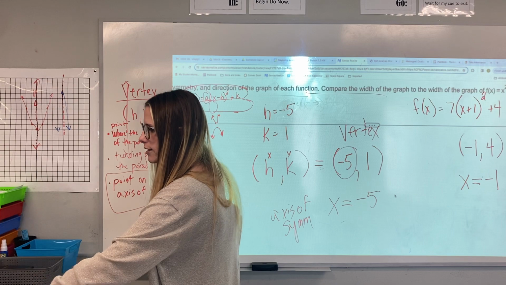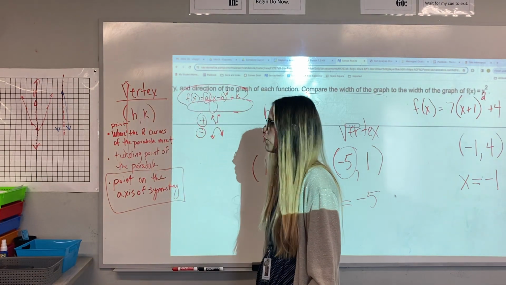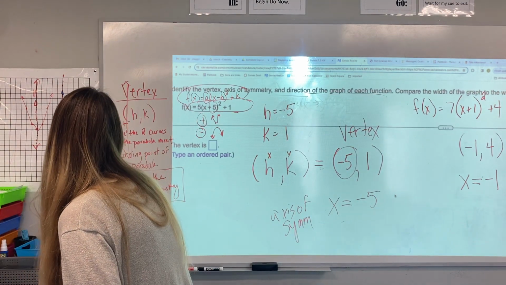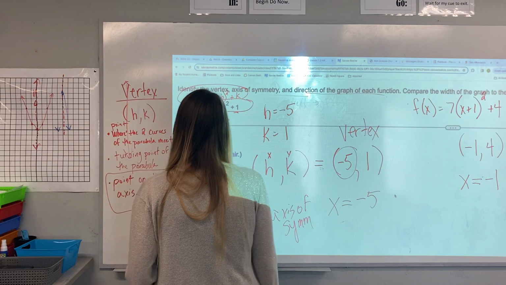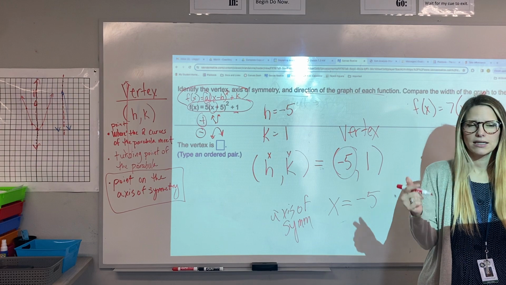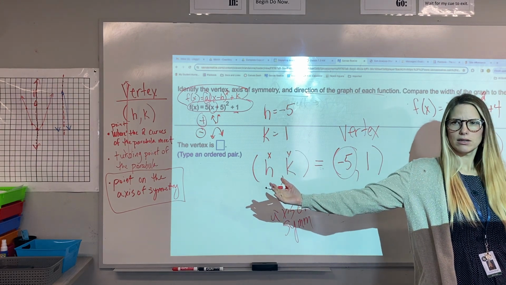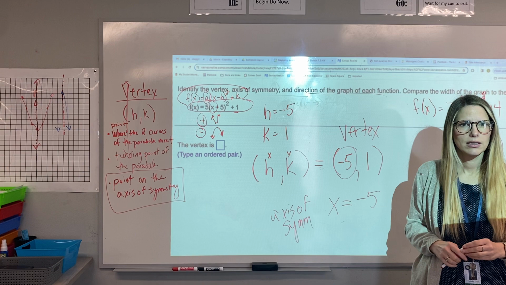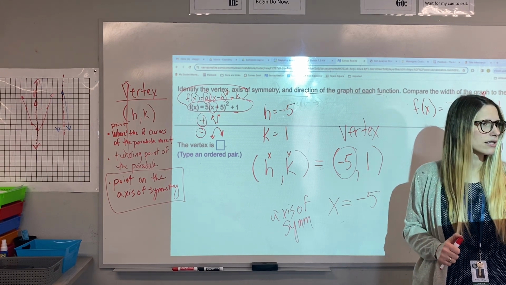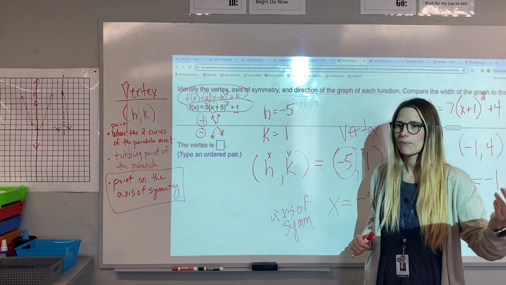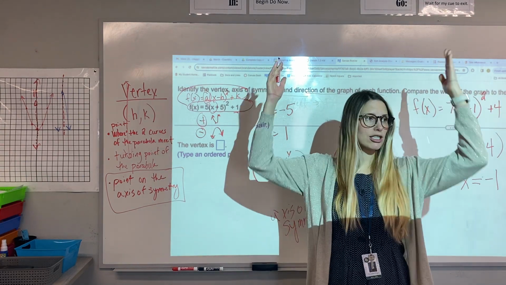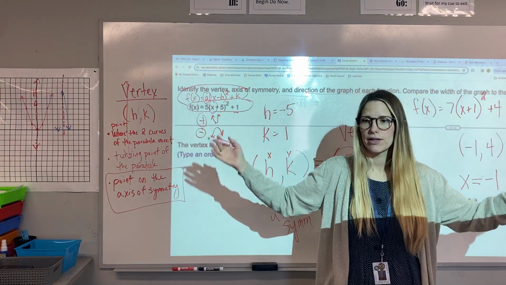The last part says compare the width of the graph. What part determines the width of the graph? Width meaning, is that opening going to be wide or narrow? Is it if it's greater than 1? If what is greater than 1? X is greater than 1? Not X, the leading coefficient. It's A again. A will determine your direction and your width.